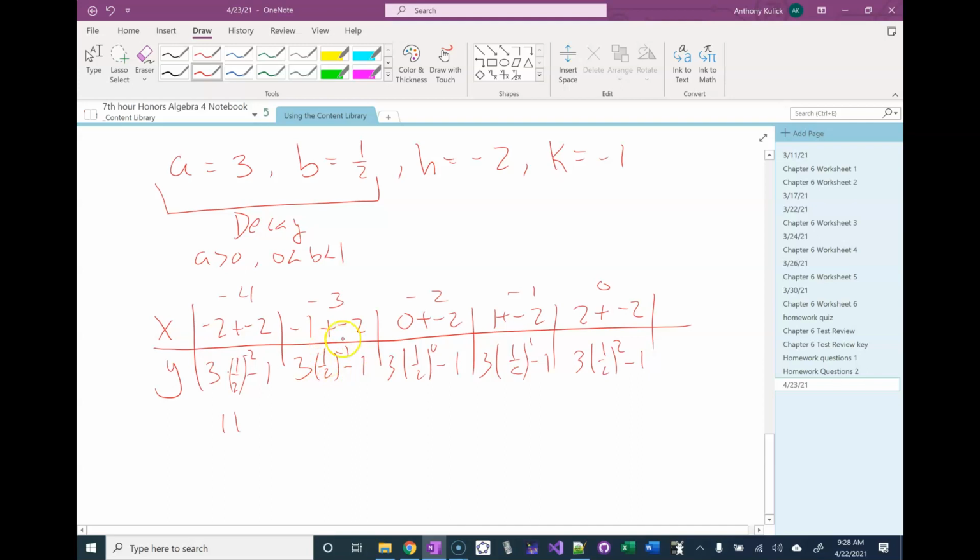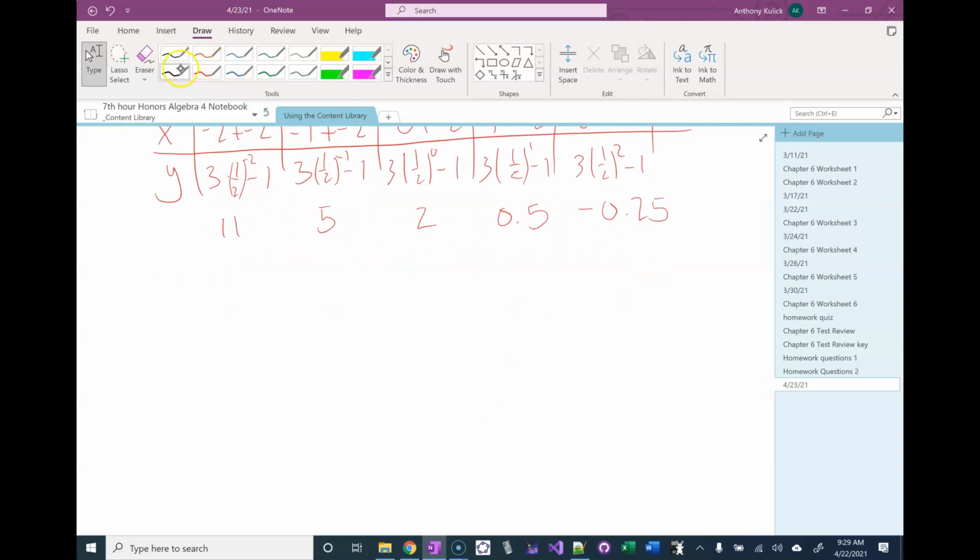1/2 to the -1 is 2. 3 times 2 is 6, and then -1 is 5. Anything to the 0 is 1, so 3 times 1 is 3, -1 is 2. 3 times 1/2 is 1.5, -1 is 0.5. And then 1/2 squared is 1/4. 3 times 1/4 is 0.75, and 0.75 minus 1 is -0.25.